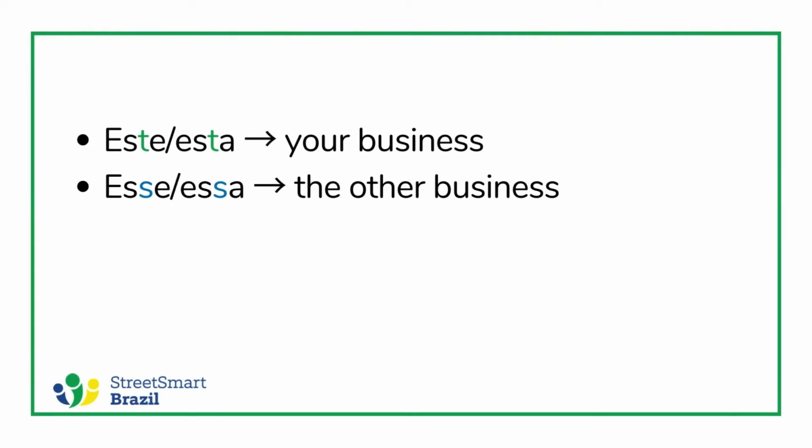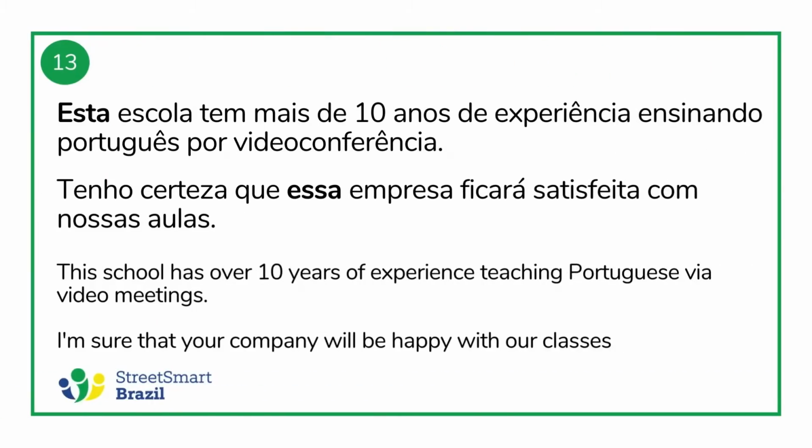When you are writing an email or a business letter, you use este, esta, to refer to your organization, and you use esse, essa to refer to the organization you are writing to. Let me show you. So I'm replying to an email that I got from a company inquiring about Portuguese lessons for their staff. And I say, this school, so I'm referring to my business, right? This school has over 10 years of experience teaching Portuguese via video meetings. So here's in Portuguese. Esta escola tem mais de 10 anos de experiência ensinando português por videoconferência.